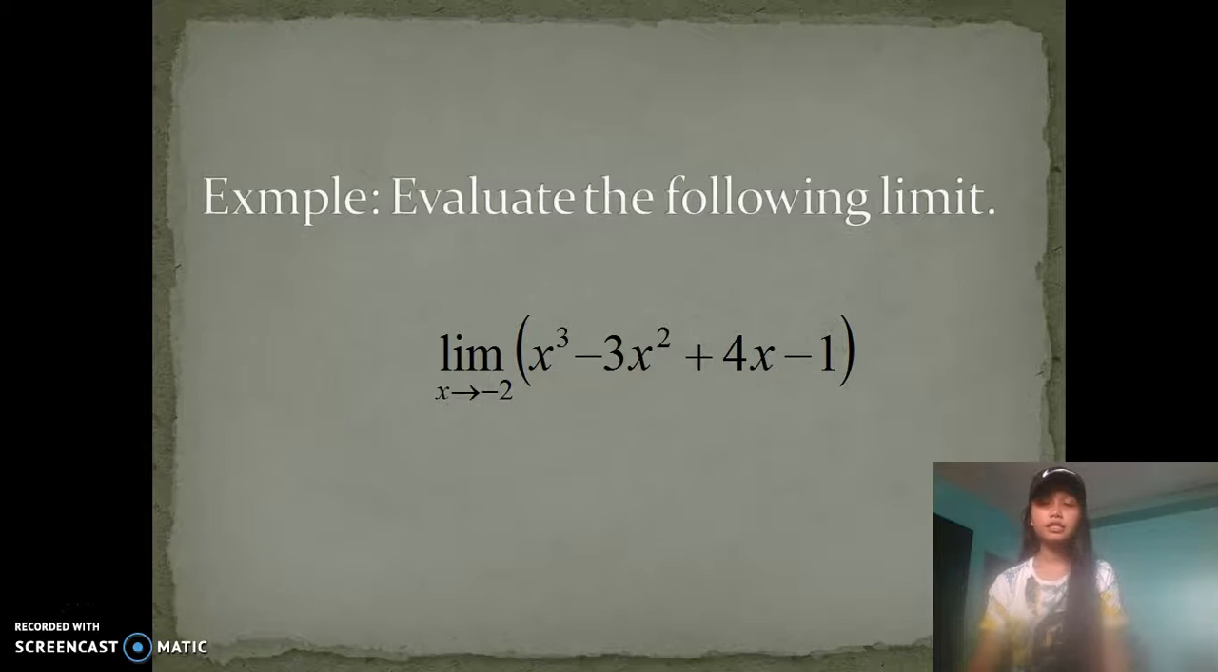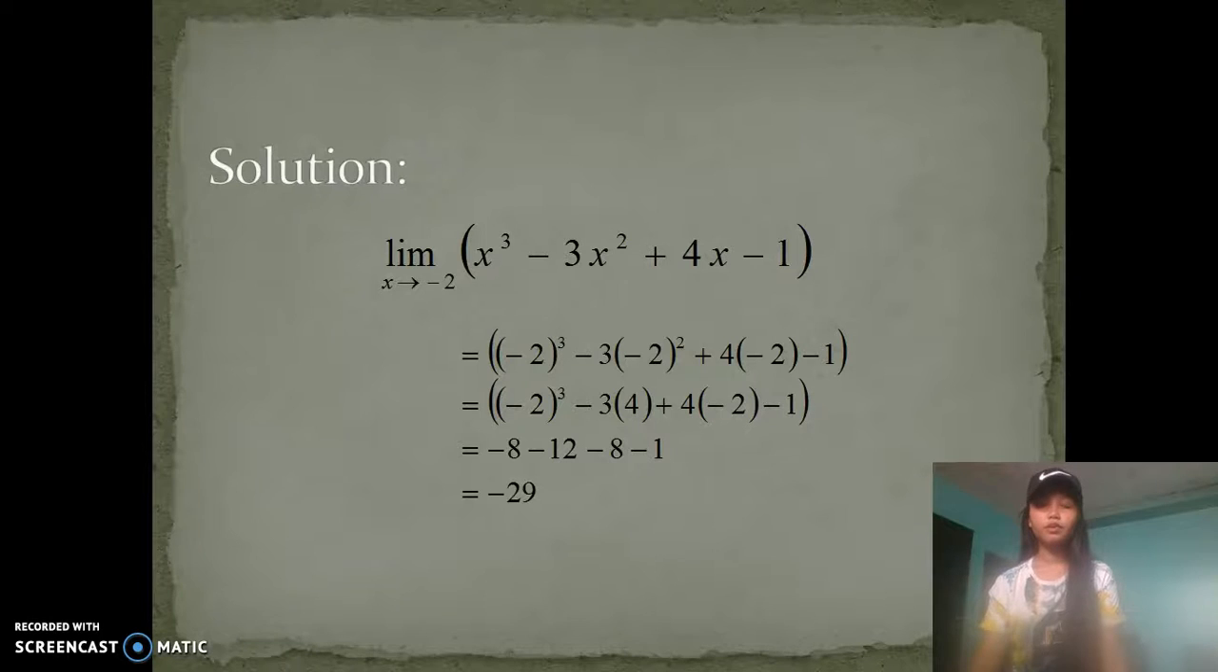Here is another example. Evaluate the following limit. Limit of x cubed minus 3x squared plus 4x minus 1, where x is approaching negative 2. Solution. In this case, we will do the direct substitution. The limit of x cubed minus 3x squared plus 4x minus 1, where x is approaching negative 2, is equal to negative 2 cubed minus 3 times negative 2 squared plus 4 times negative 2 minus 1.